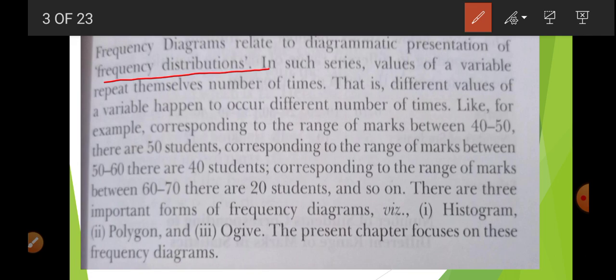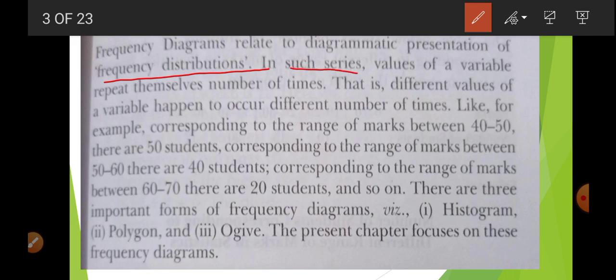It is related to what? It is related to representation of frequency distribution. Frequency distribution means continuous series. Till now we had learned about presentation of discrete or individual series. If data are given in continuous series, at that time we can't use a bar diagram. So at that time we are going to make use of frequency diagram, like histogram, polygon, ogive.